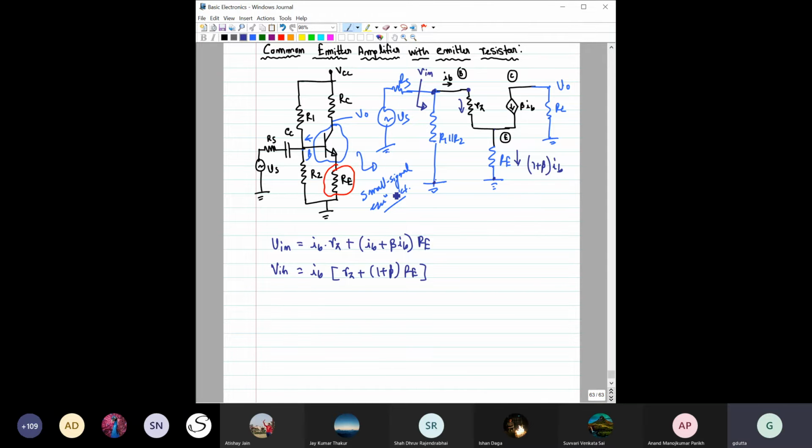Then it would be easier if we also try to find the equivalent resistance, if we again look from here, which we'll call R in. Why we are doing this will be clear to you in a minute or two. Let us call it R in 1. So how can you find R in 1?